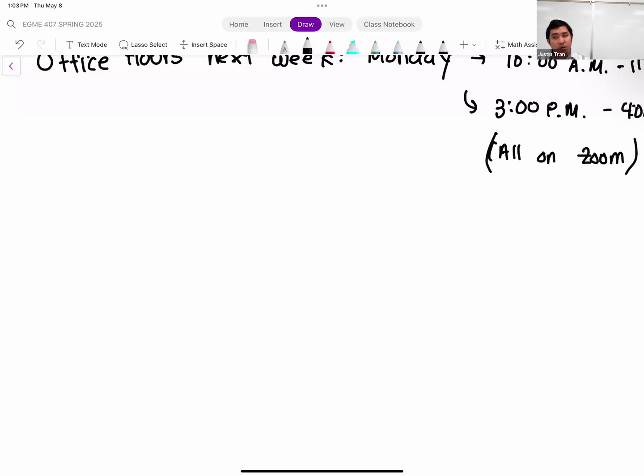Lump capacitance will not be on the final. Transient conduction will not be on the final, so lump capacitance will not be there. Everything's going to be steady state.